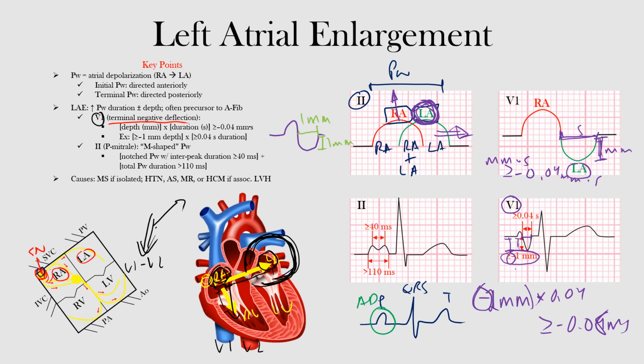All right, now the other feature that may clue us in on left atrial enlargement occurs in lead 2. It may sometimes be referred to as P mitrale. If there are notched P waves in lead 2 with an interpeak duration greater than or equal to 40 milliseconds, as well as a total duration greater than 110 milliseconds, this would suggest left atrial enlargement, okay? So this is what we call P mitrale, and we see that here in lead 2.